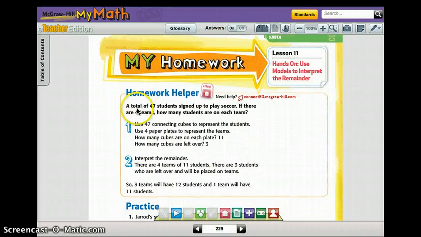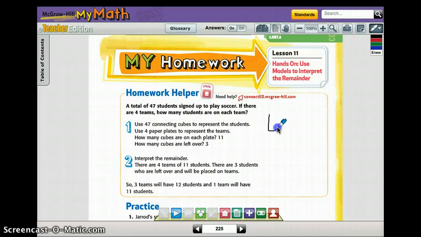So in the homework helper, it's talking about there's a total of 47 students signed up to play soccer. There's 4 teams. So how many students are on each team? So I know that in this problem, I'm going to do 47 divided by 4. In this example, it's saying you could use cubes to represent a student and plates to represent the teams. So if you divided them out, you have 4 as your divisor.